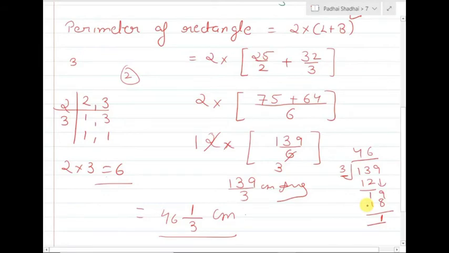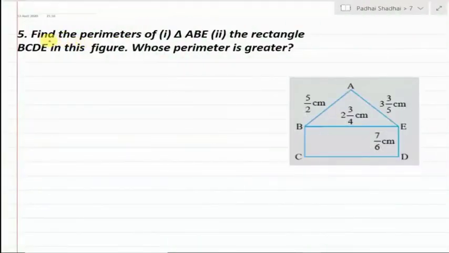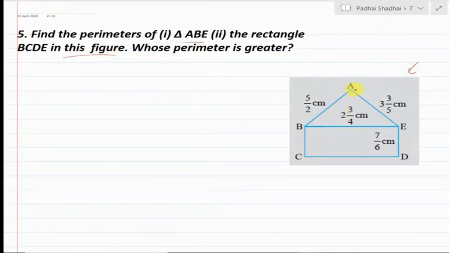Let us start with question number 5. Here the question is, find the perimeter of triangle ABE, and also the rectangle BCDE from the given figure. The figure is given in the textbook also. Here I have taken the figure. Okay, see the figure given in the textbook.